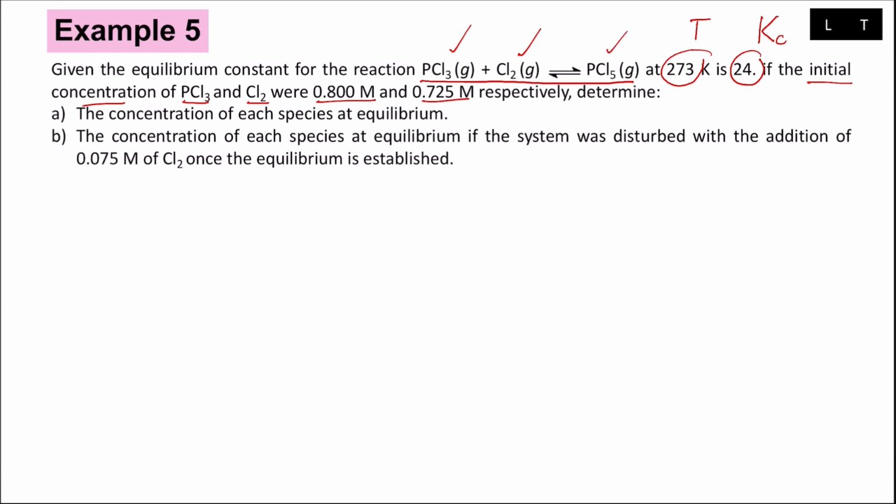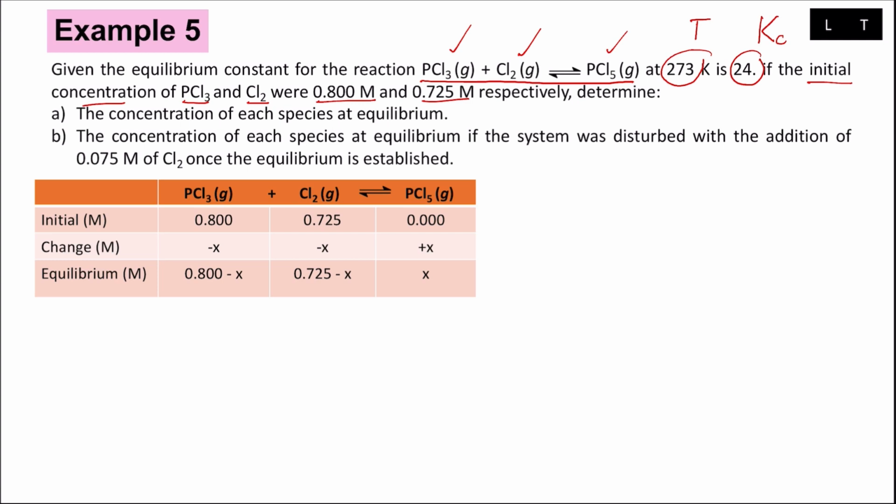So bila nampak perkataan initial, trik dia kita kena buat ICE table. So I'm going to construct my ICE table di mana I can see that the equilibrium expression based on the value of initial concentration yang diberi dalam soalan di sini. Next, saya akan write the expression for Kc. My product is PCl5 dan my reactants ada 2. Seterusnya, saya masukkan value untuk Kc iaitu 24 di sini, and masukkan semua expression untuk semua concentration of my species.